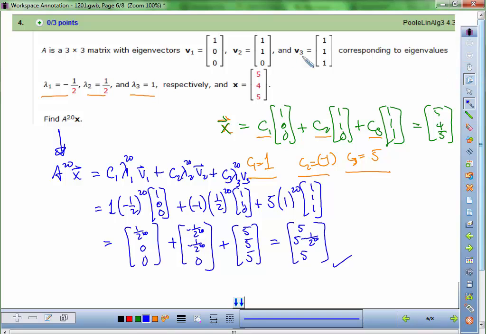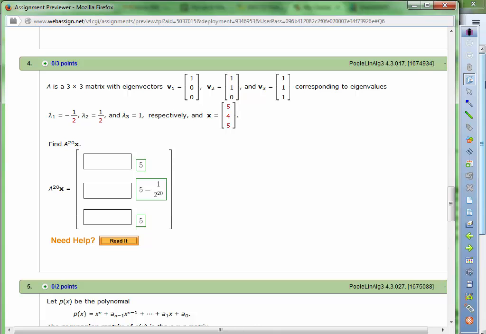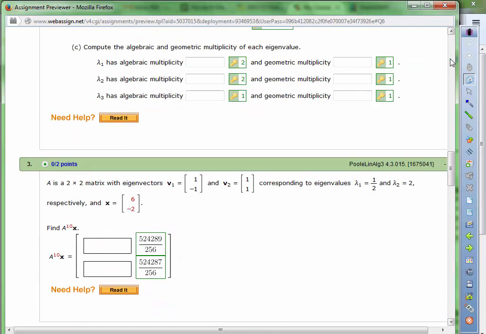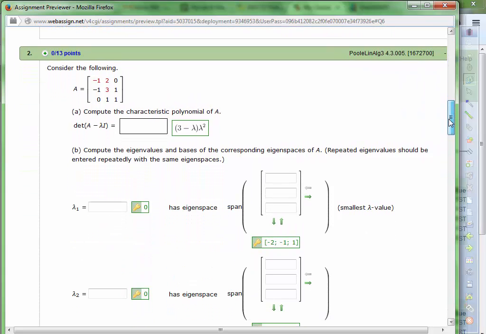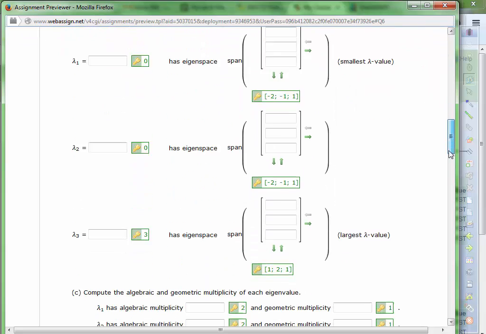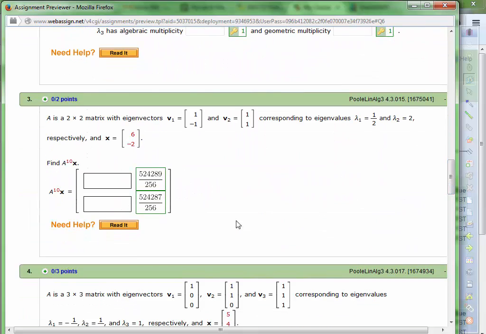This is problem number 4. Problem number 2. This one? Kind of like the same thing, except it's 2 by 2. So just try to figure out what the constants are to multiply this, and then it's basically the same thing that we did, except it should be easier, right? Because it's 2 by 2.